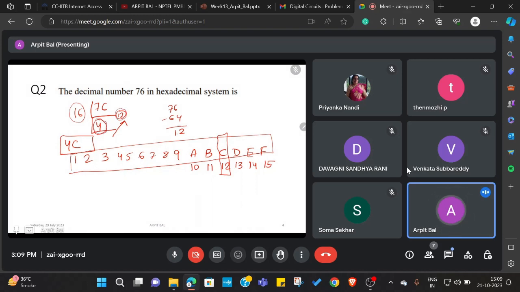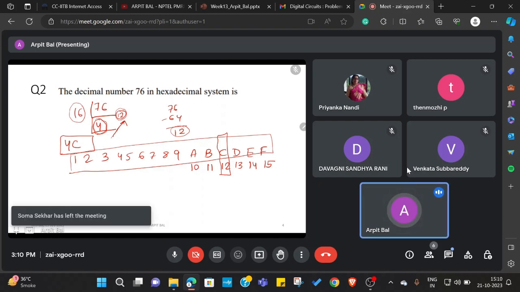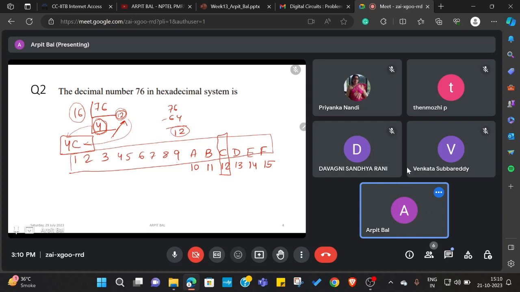So the remainder is 12. And I have to arrange it in this format. The last one that is obtained will come first here, and the remainder goes here. And how to represent 12? 12 is basically after 9, so we start using letters A, B, C, D, E, F. If I assign the corresponding place for 12, it is actually C. So 4C is the hexadecimal representation of 76.